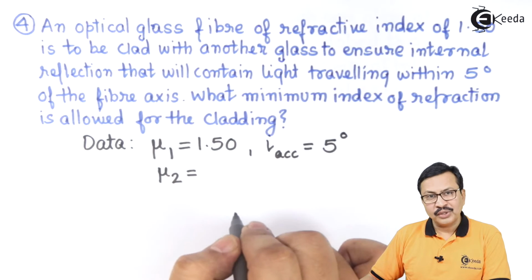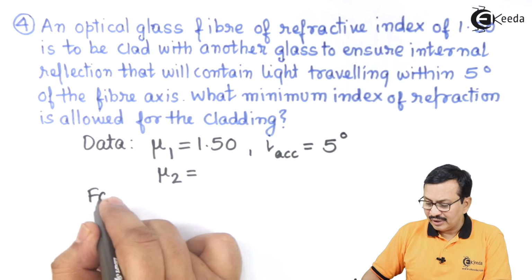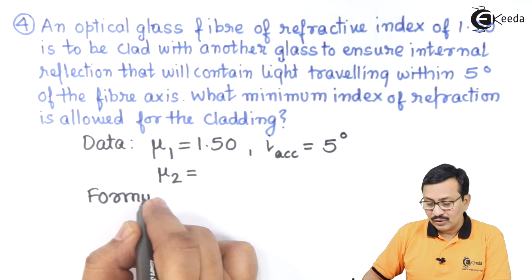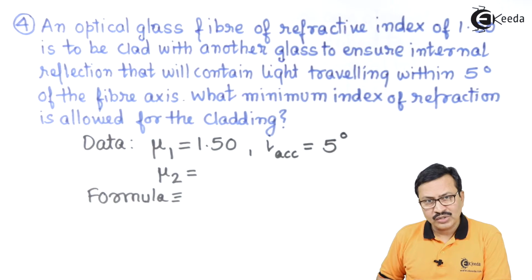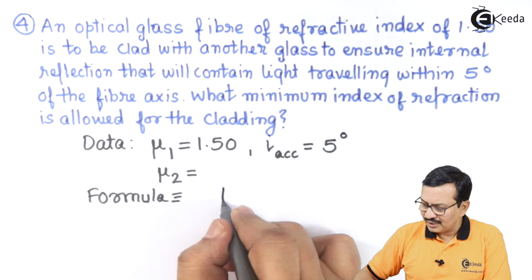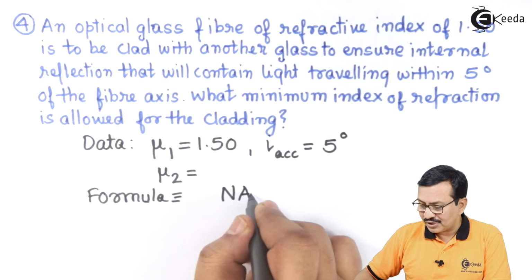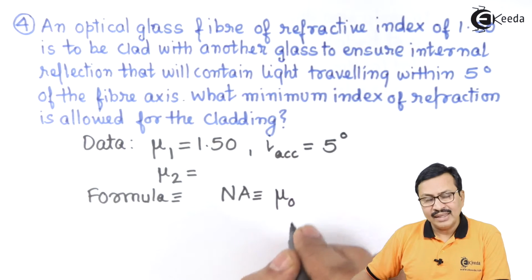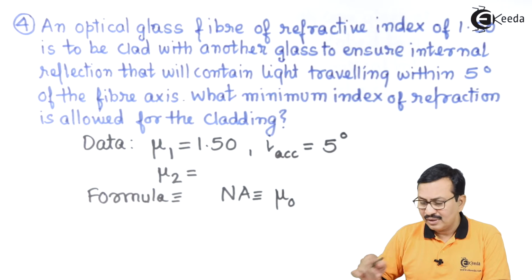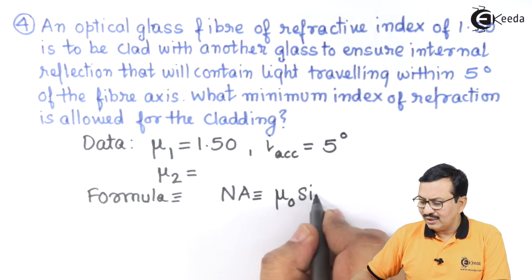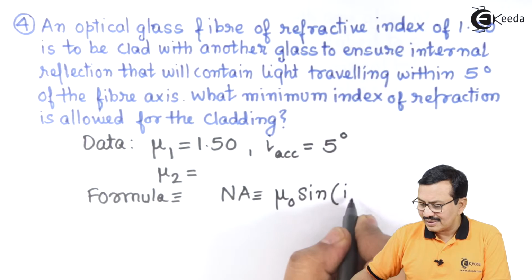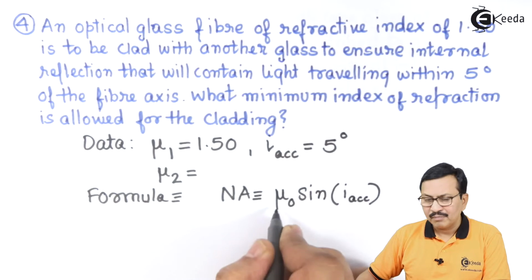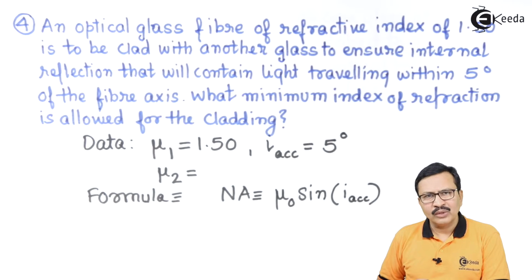Now, based on this particular data, what is the formula that we need to utilize over here? The formula is numerical aperture is equal to the refractive index of the medium in which the cable is kept multiplied by the sine of the angle of acceptance. In this case, mu0 is 1 because the medium in this case is nothing but air.